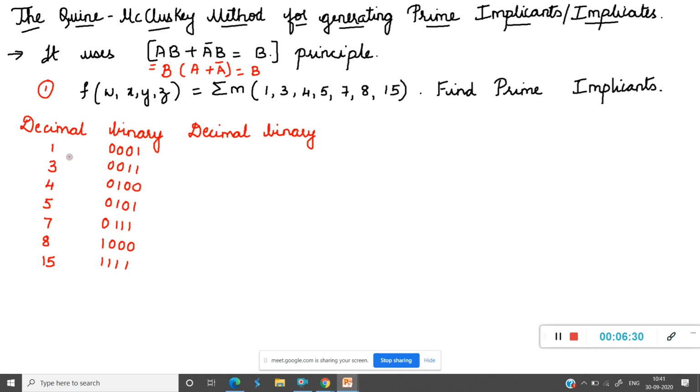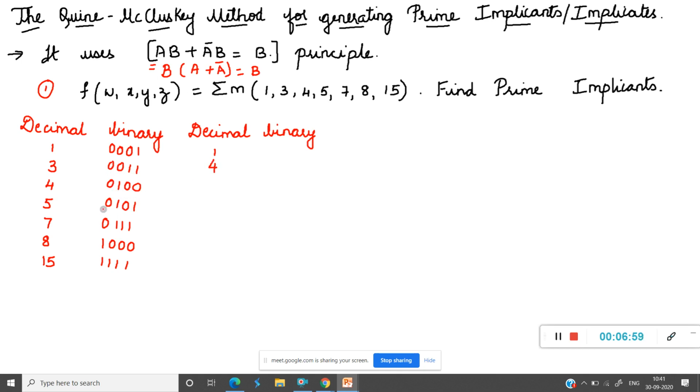Okay, see students, here in 1, how many number of ones is there? 1 is there, isn't it? So I will write here 1. See students, next in the 3, how many number of ones are there? 2. So it belongs to next category. Next students, see 4, 0, 1, 0, 0. How many number of ones are there? 1 is there. So it belongs to first category, 4.